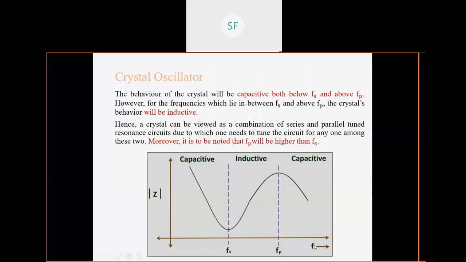This is again an important graph, between frequency and impedance of your crystal. Below Fs and above Fp, your crystal will behave as a capacitor, that is, it is capacitive in nature. Whereas in between Fs and Fp, your crystal will act as inductive. And always remember Fp is greater than Fs.